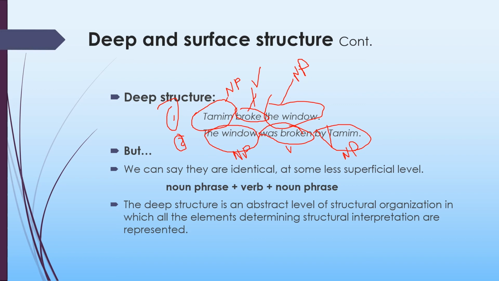So the deep structure is an abstract level of structural organization in which all the elements determining structural interpretation are represented. So we are referring to generating grammatical structure.